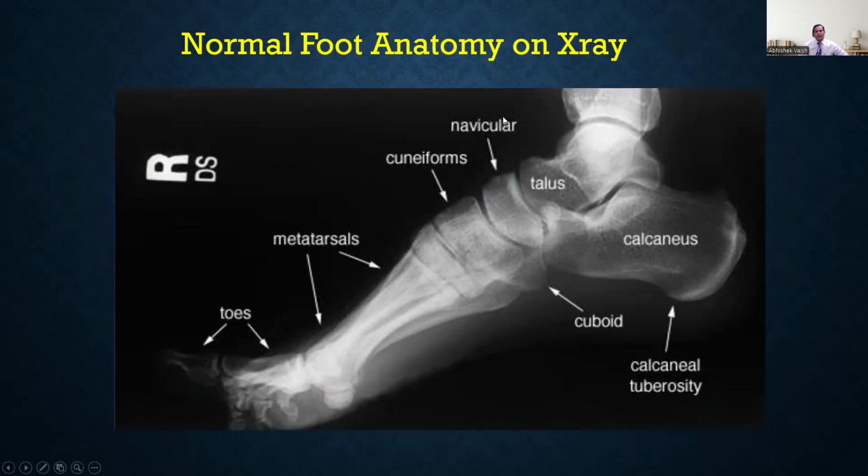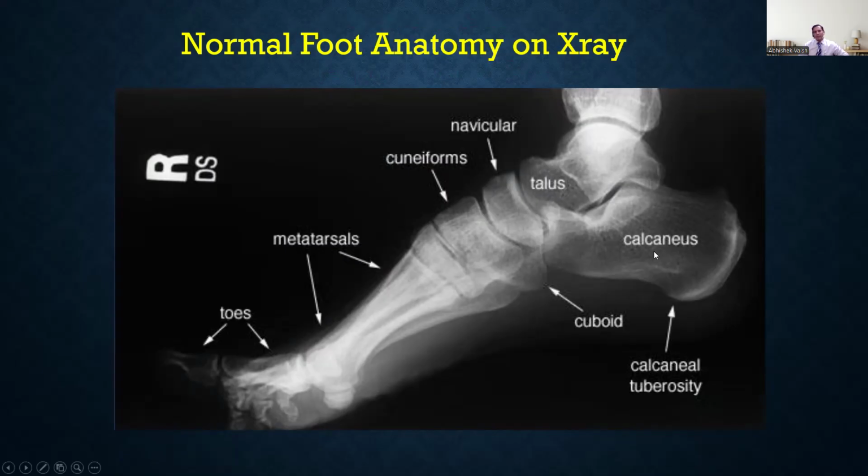This is the normal X-ray of a foot, where you can see some part of the distal tibia, then the talus, the head, the body, which is articulating with the calcaneum, and below it, the navicular in the front. And then there are the metatarsals and the tarsals and the toes.